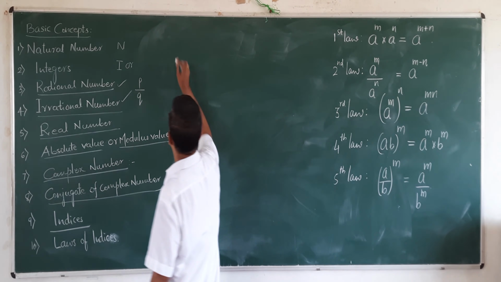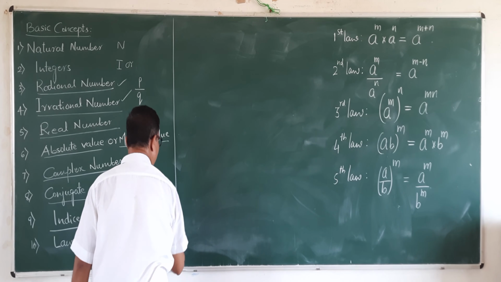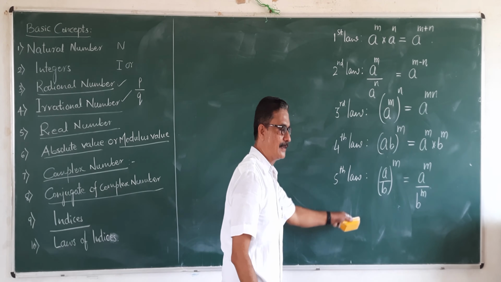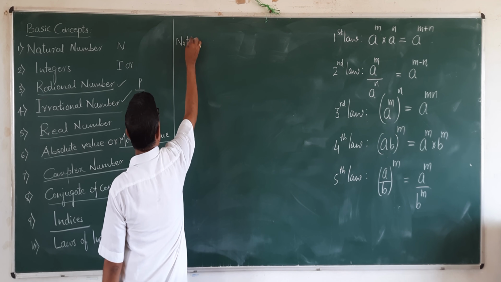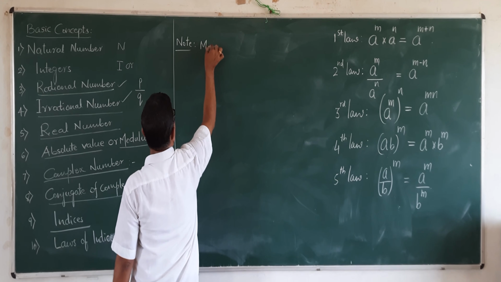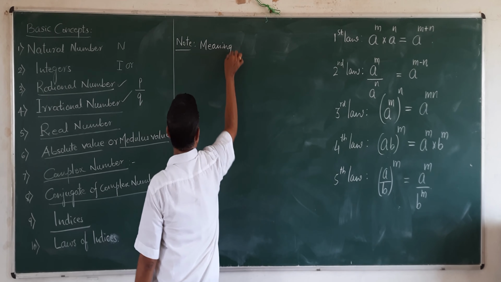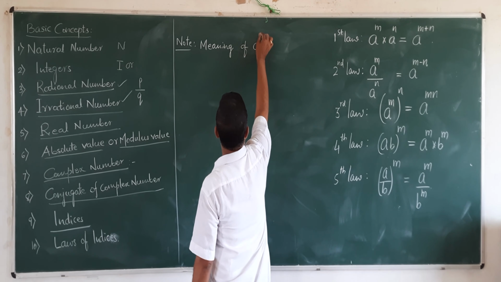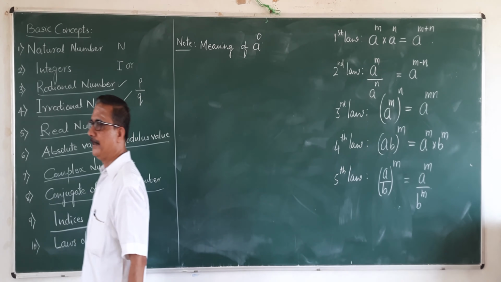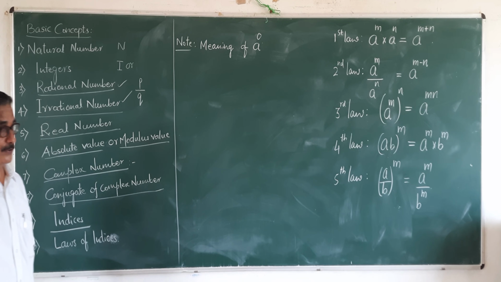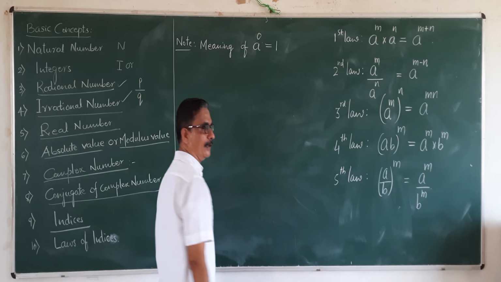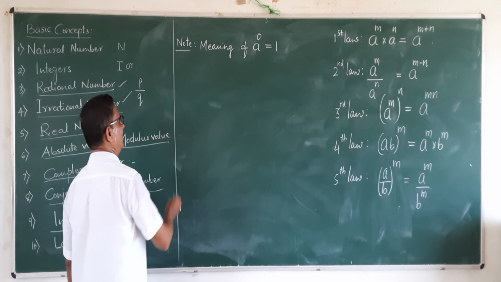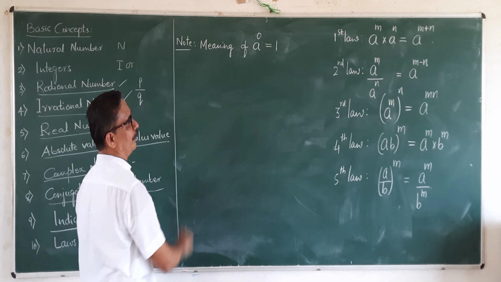So using these laws of indices, now here note that you know what is the meaning of a power 0. Any number to the power of 0, the value is 1. You know that meaning of a power 0 is how much? 1. How does it come? Let's check by using laws of indices.